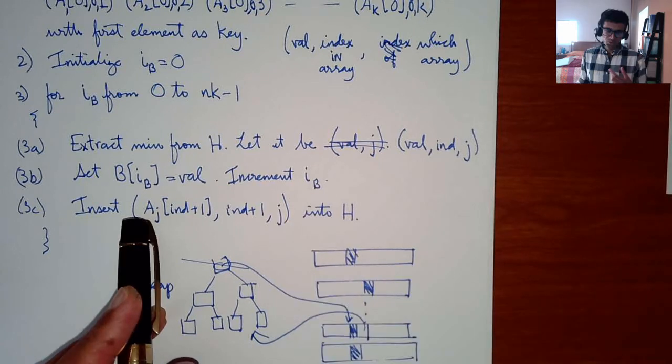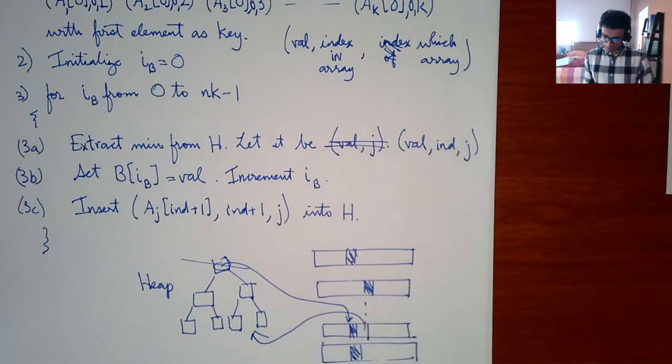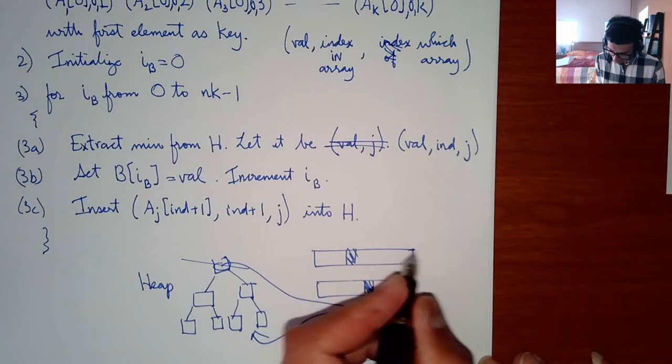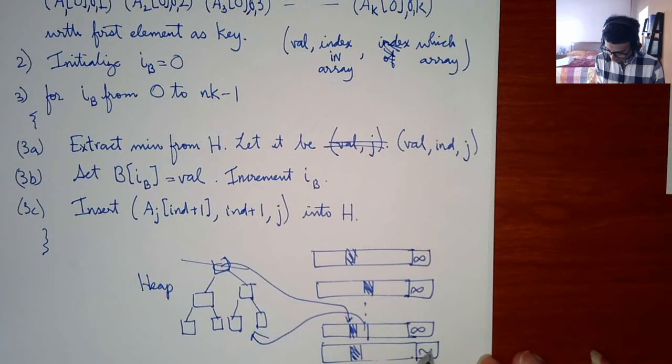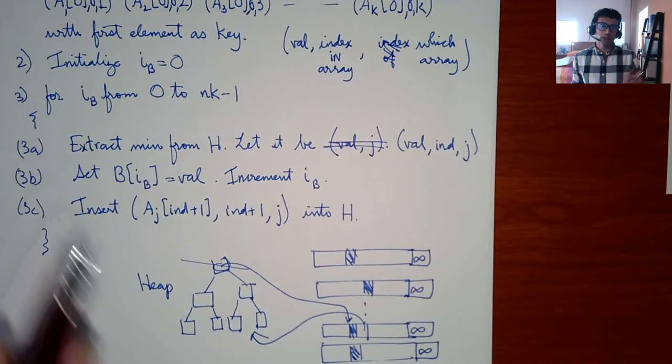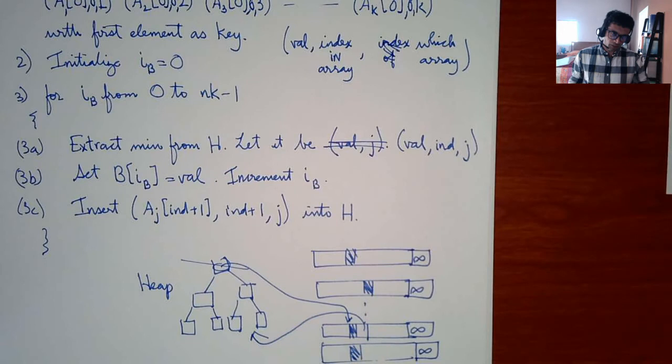Or you could think of if the last element is sort of always in, like you can always tack on an extra infinity at the end. Right? And so you only have to do this n k minus 1 times, because every time you do it, you get a new element to the sorted output.